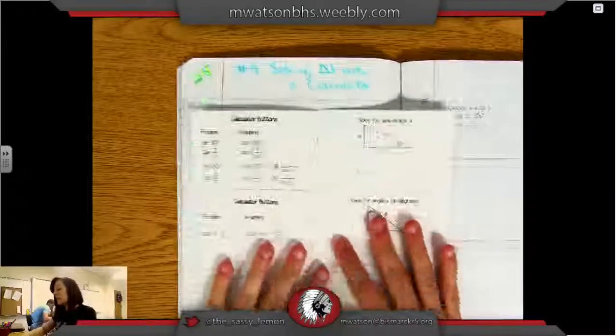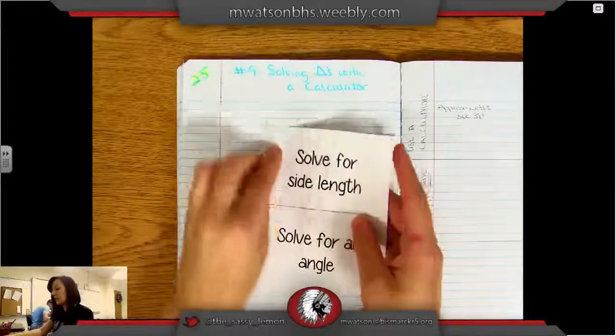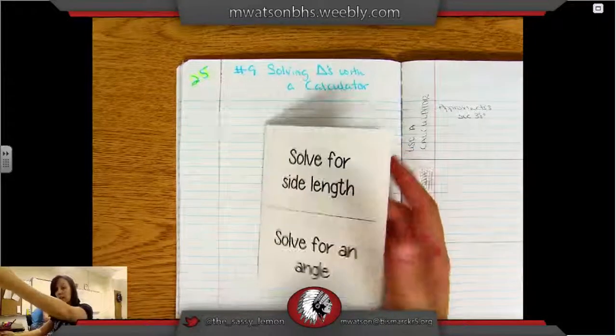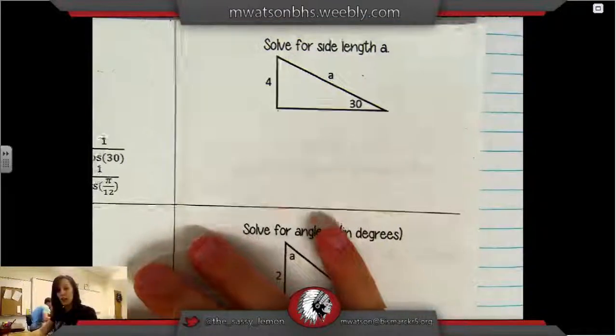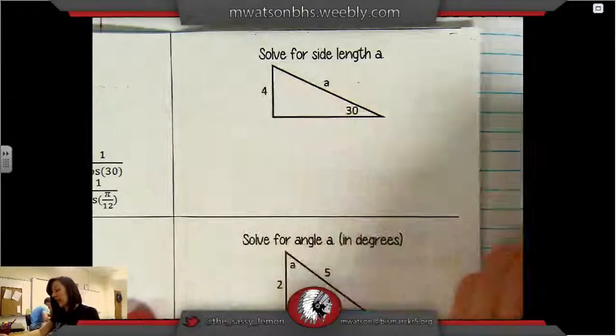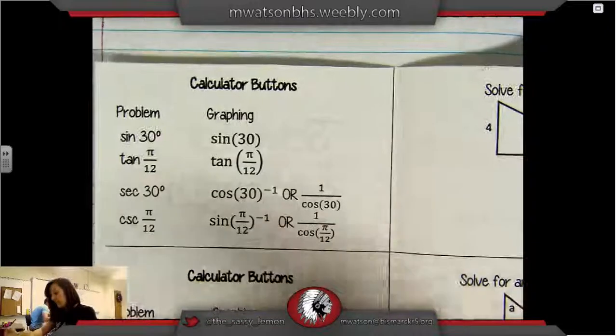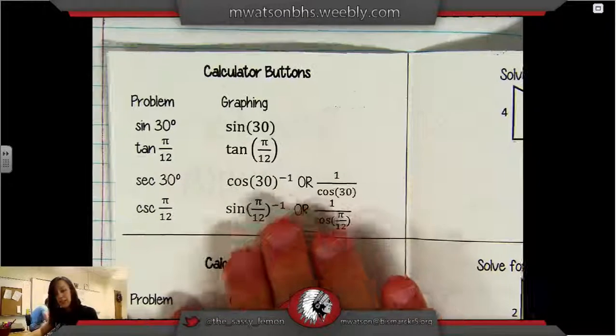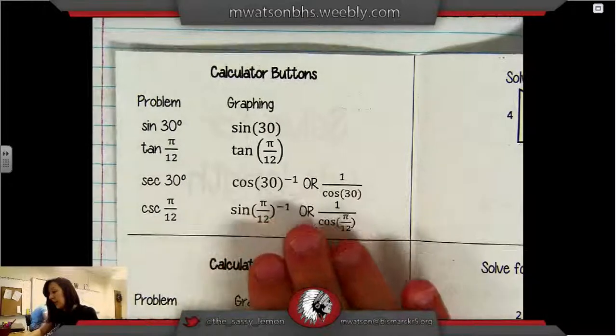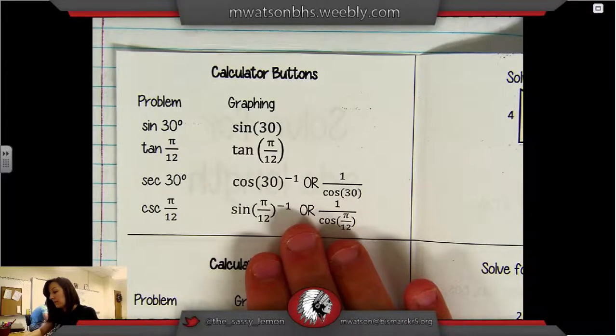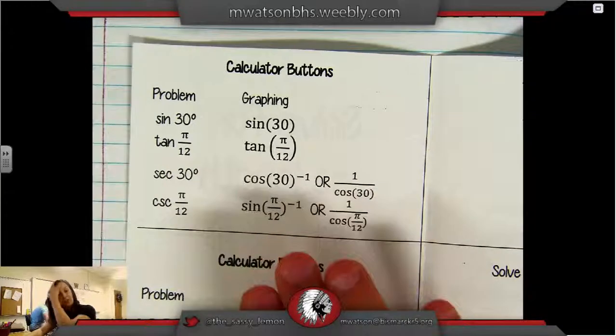Alright, so if you open your foldable to the top, we're going to be solving for a missing side length. And if you look at that triangle, you can see we're going to be trying to find the hypotenuse. Over here on the left side is just a little reference sheet for how you can approximate different things in your calculator.